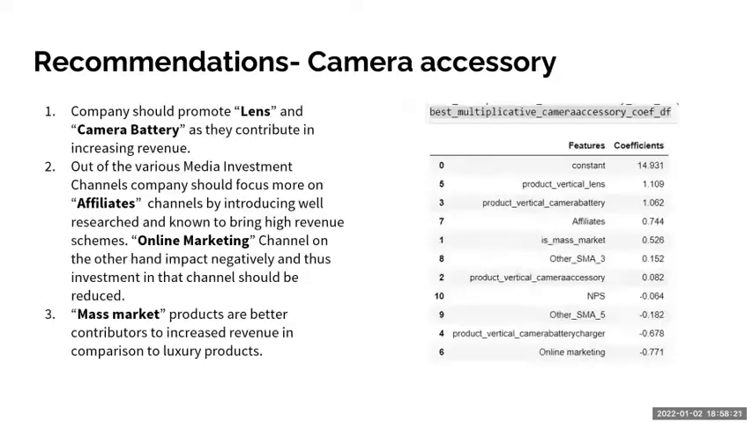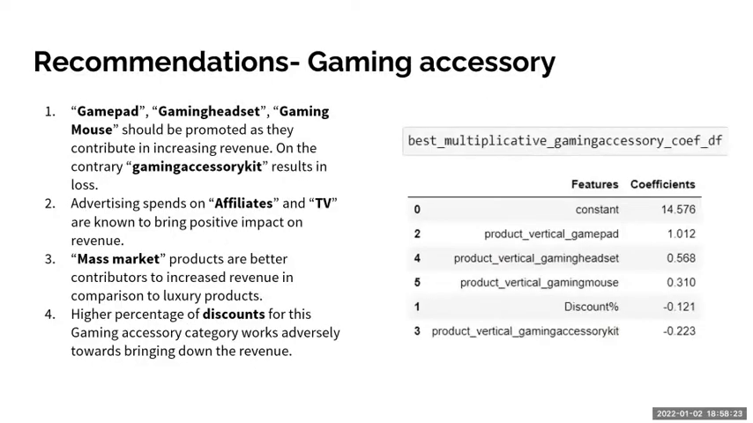So, camera accessories done. For gaming accessory: gamepad, gaming headset and gaming mouse are product verticals increasing revenue, while the gaming accessory kit is reducing revenue, affecting it adversely. Among marketing channels, affiliates and TV have a positive impact, as you can see here.